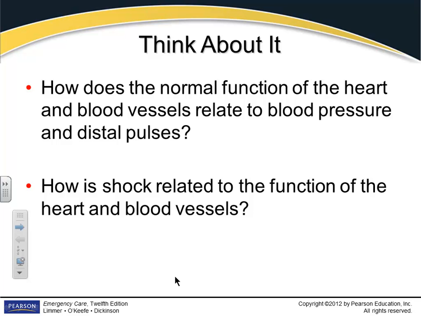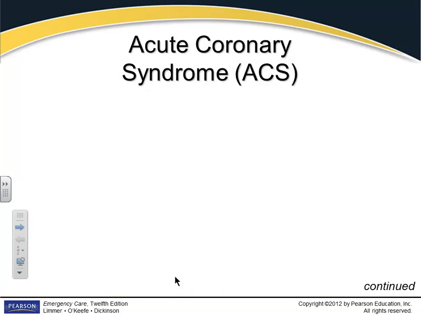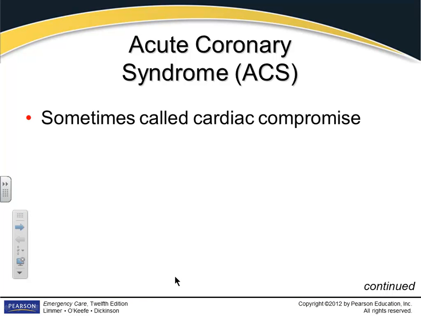Yeah, cardiogenic, if the heart's not able to do its work. That's right. Okay, let's look at acute coronary syndrome. Now, you'll see that shortened, they'll say ACS sometimes. So acute coronary syndrome doesn't necessarily mean a heart attack, but it means there's something going on with the heart that's a problem. Cardiac compromise is another term that you'll see.